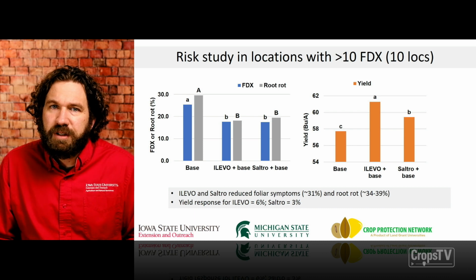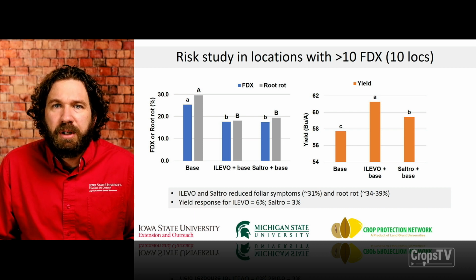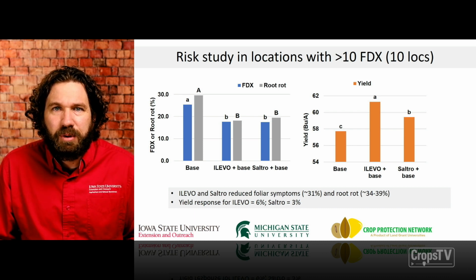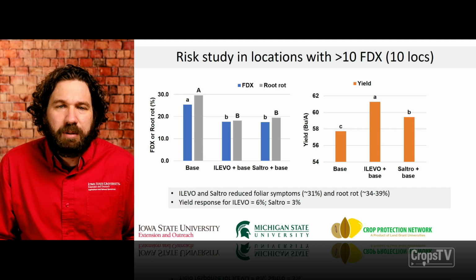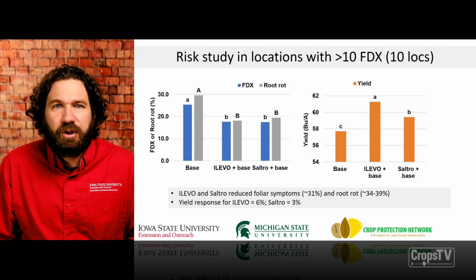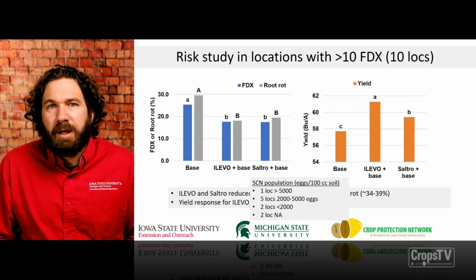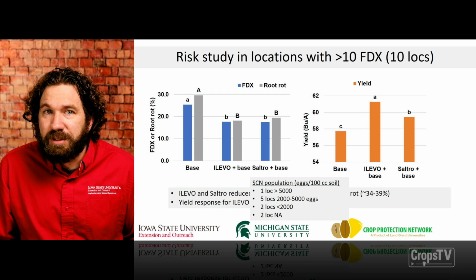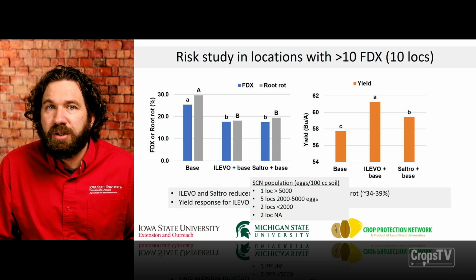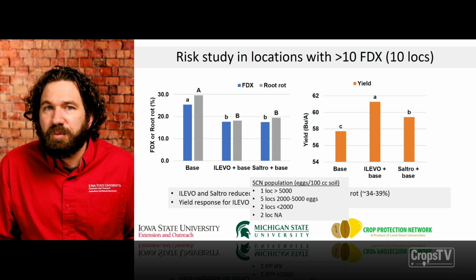One of the differences that we did see, though, is in yield, and the scale is blown up here, so it looks like they're drastically different, but there was a 6% increase for Elevo and a 3%, that same 3% that we saw on the last slide, for Saltro. And so some of the information that would be very valuable here is, okay, what was your SCN population at all 10 of these locations? We still don't have all of them processed. We have 2 that are not done.